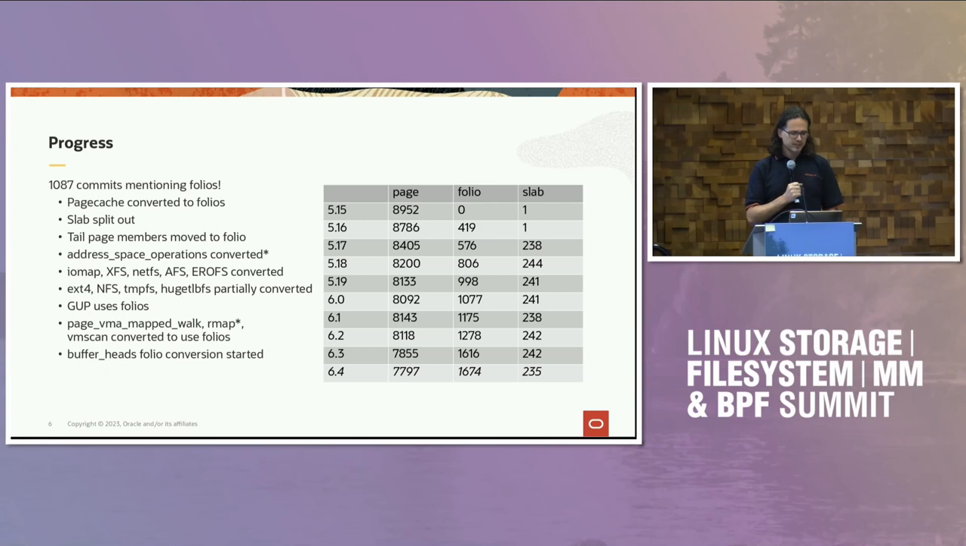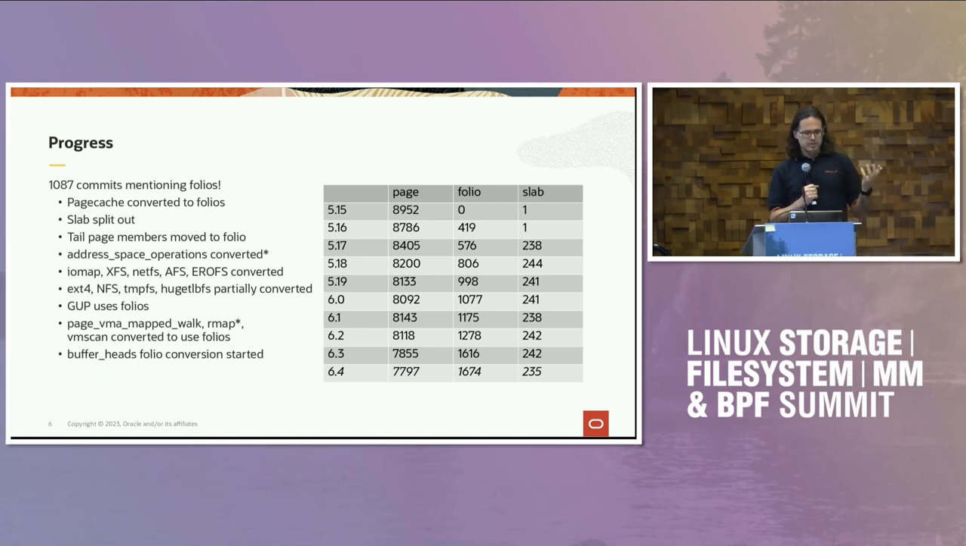But here are some of the more significant things that we have managed to do since the start of the folio project. Converted the page cache to folios, we split out slab. We recently moved all the tail page components of struct page into the folio. So we now no longer have a section that says, oh, these elements are only valid in the first tail page. No, that's all gone. So you don't have to worry about looking at some of these things and wondering what they do. We've just shrunk the size of the data structure so that people are less confused when they're looking at it, which is always a good thing.